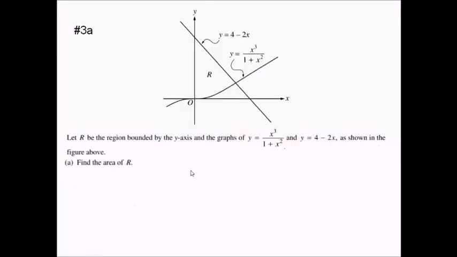On this problem, I'm given this graph with two functions, 4 minus 2x and this rational function here, and they're giving us R as the region bounded by these two functions and the y-axis. They want us to find the area of R for the first part of this problem. So I'm going to begin all of this, since this is a calculator problem, by renaming these functions. I'm going to call this rational function here that's having a positive slope f of x. And I'm going to call this other function here g of x. That's going to be 4 minus 2x.